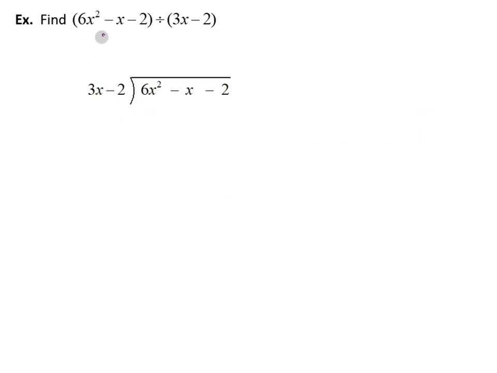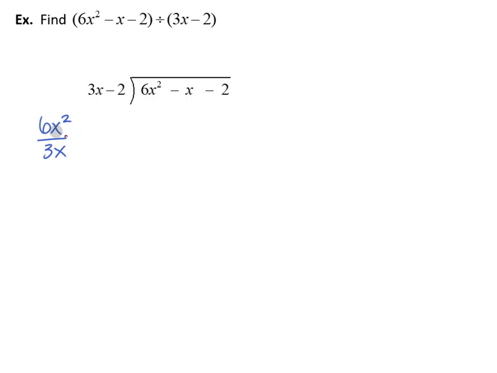Okay, here's another example. 6x squared minus x minus 2. And this time we're going to divide it by 3x minus 2. So again, we're going to start the same way. We're going to look at the biggest term in each, the highest degree term, and divide them off to the side. 6x squared, this one goes on top, divided by 3x, and that one goes on bottom.